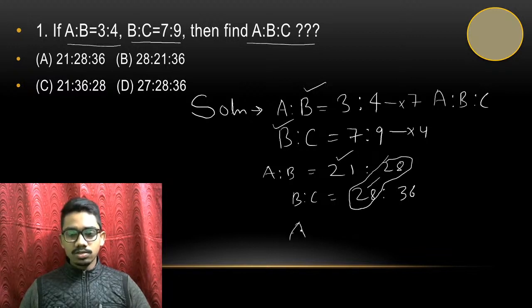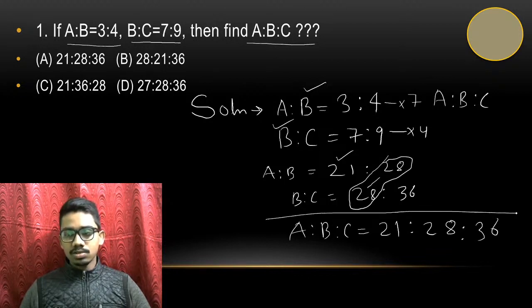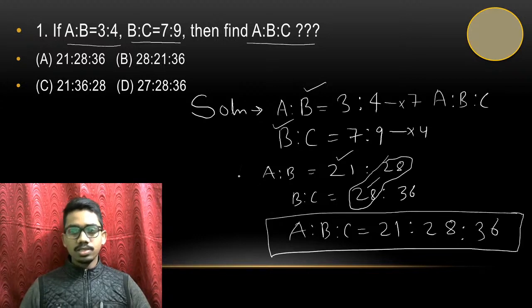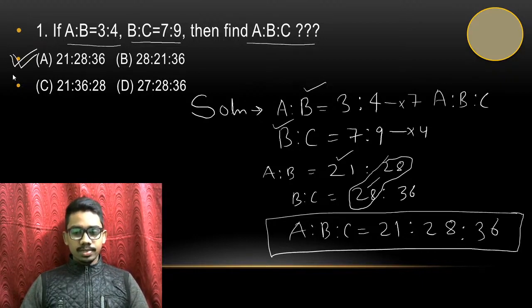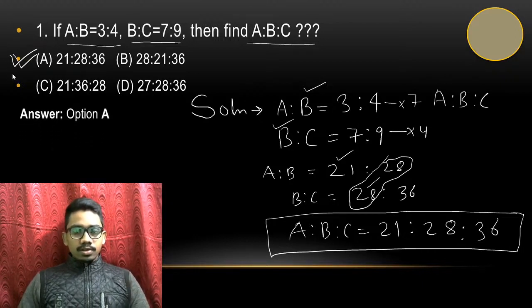So what will be the ratio, guys? The ratio A ratio B ratio C will be 21 ratio 28 ratio 36. This will be the correct answer to this question. Alright, I hope this is clear to you. That is, option A is the correct response to this question. Clear? Option number A is the correct answer.